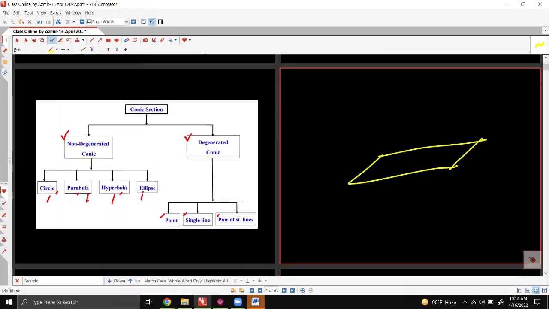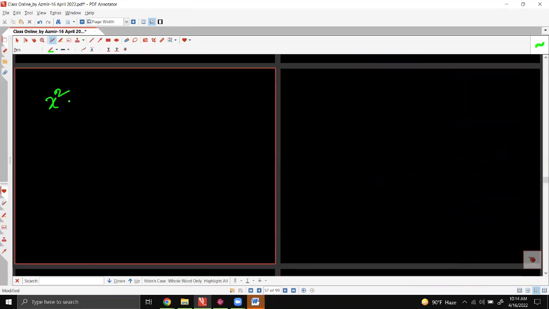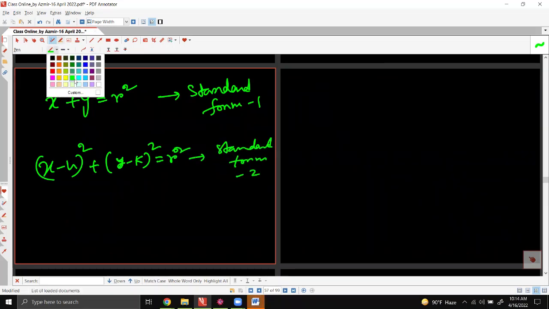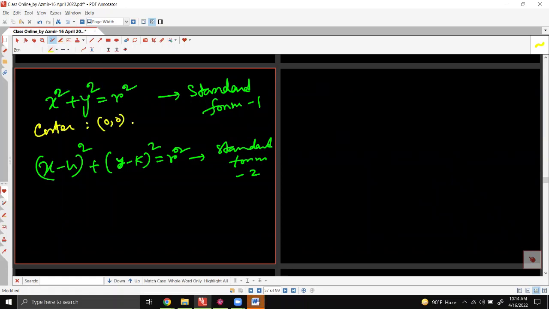Another thing that we have to discuss is the circle. For a circle, let's say we have x squared plus y squared equals r squared. This is standard form 1. We also have (x minus h) squared plus (y minus k) squared equals r squared. This is standard form 2. For the first circle, the center will be at (0, 0) and the radius will be r. For the second circle, the center will be at (h, k) and the radius will be r.